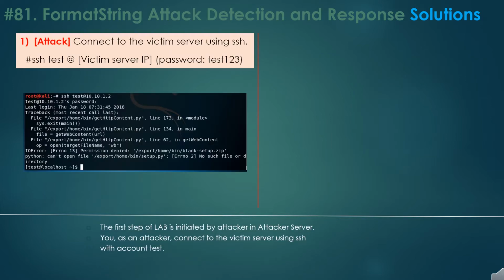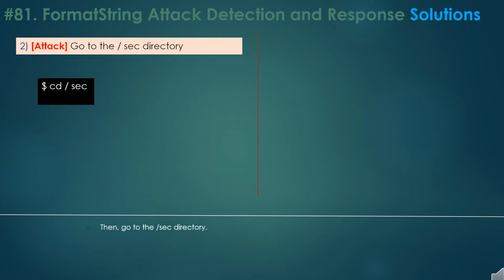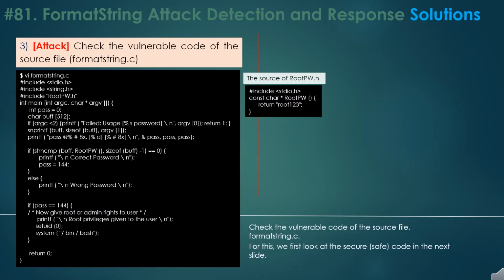The first step of the lab is initiated by the attacker in the attacker server. You, as an attacker, connect to the victim server using SSH with account test. Then go to the seek directory. Check the vulnerable code of the source file FormatString.c. For this, we first look at the secure code in the next slide.